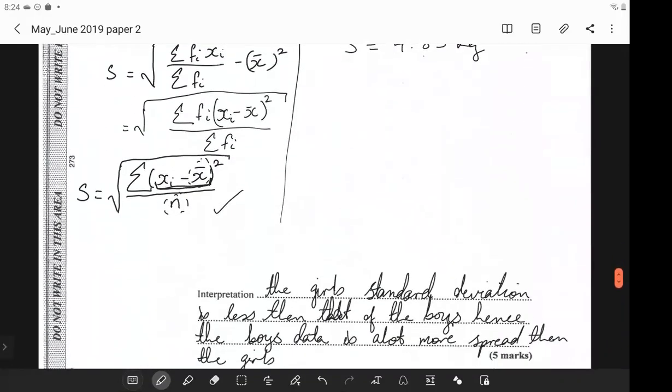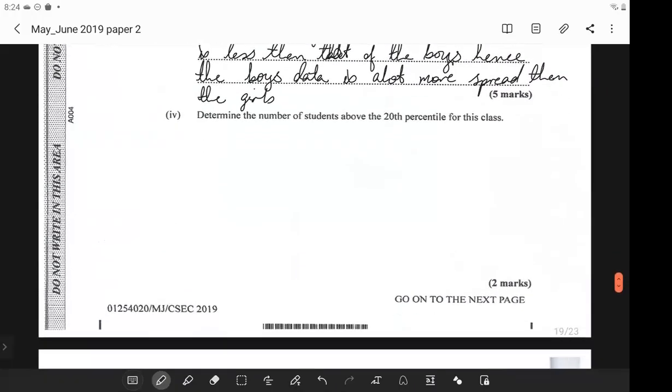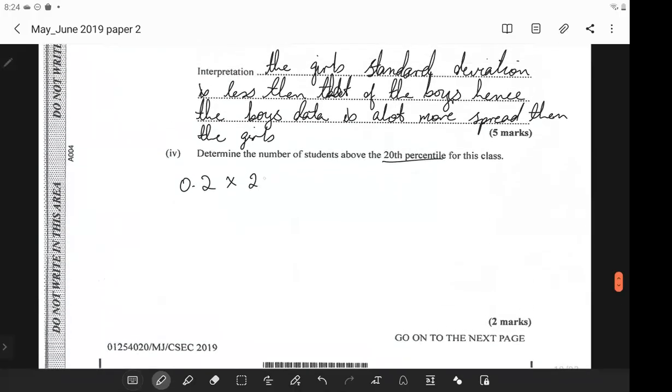And they only have one more person, so that didn't really do much. So determine the number of students above the 20th percentile. If we recall how to do these things, the 20th percentile is found by multiplying 0.2 by the number of elements, or in this case, students. The number of students is 29.